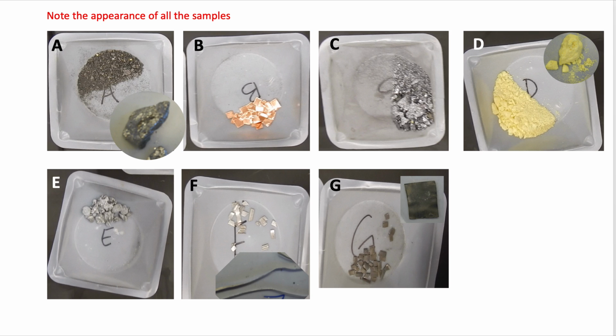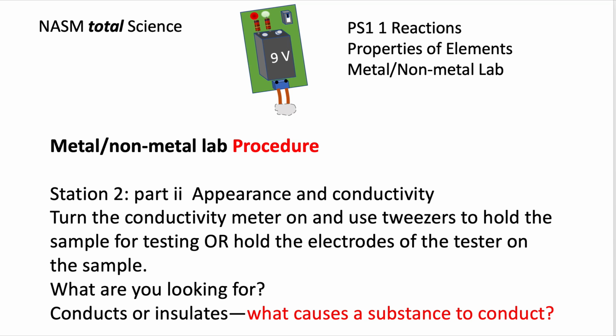And here are the samples in the small weighing tray, and you can describe those. Some of them you may know the identity already, and that's okay, but others you'll use the experimental results. And the part 2 is conductivity.